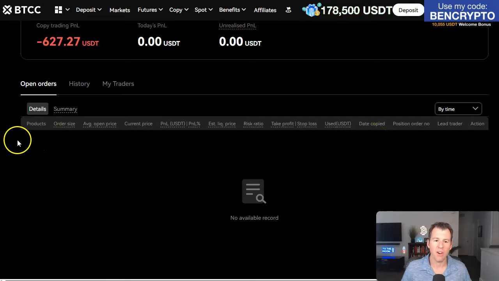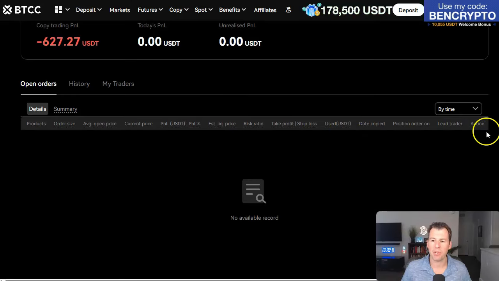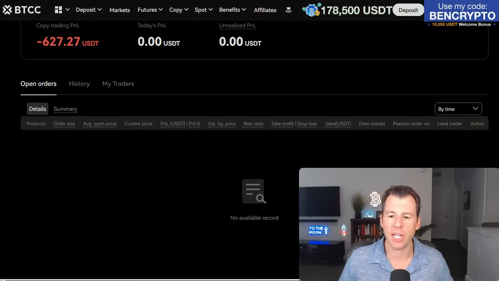Click on his profile, click on the X right here, and then you're just going to see a button that says stop copy trading right here under action. Again, toggle the person that you're copy trading, click action, and then stop copy trading. You are good to go.